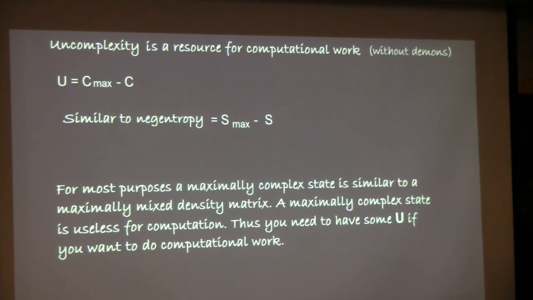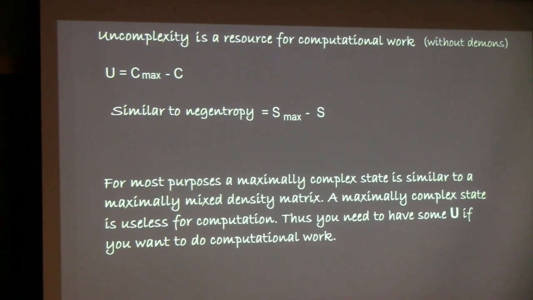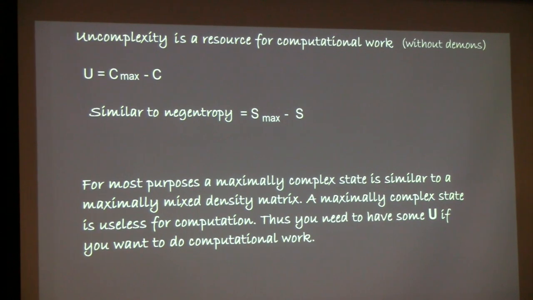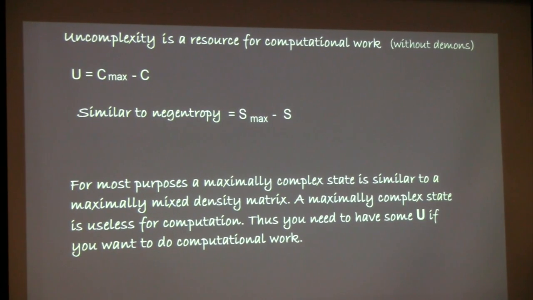It is very much like the quantity which I began to call entropy, but I decided not to call it entropy when I looked up and found out that it actually has a name. It's called negentropy, which is S max minus S. S max minus S is a resource. If your entropy is less than maximum, you can do things with it. You can lift weights up with it and do stuff like that.